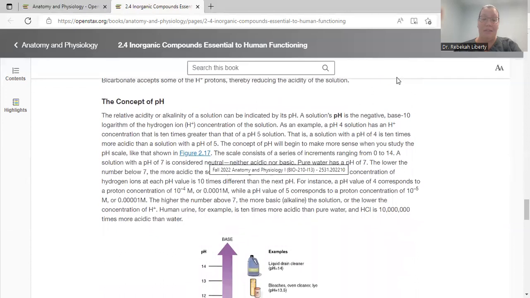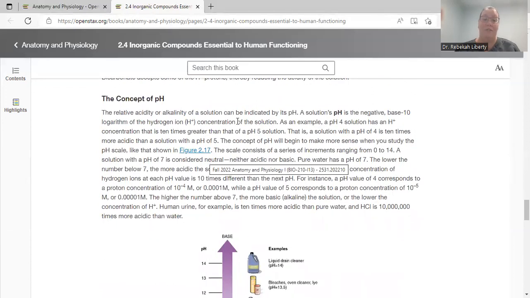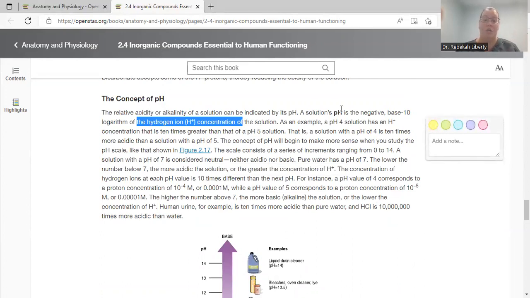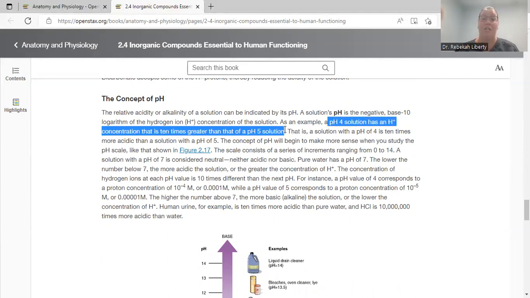We measure pH, again, by the hydrogen concentration of the solution. So H, the hydrogen, is the really important thing that we're listening to. It is also a base 10 logarithm, which means a solution of pH 4 has 10 times more hydrogen than a solution with a pH of 5. So it's not a little change as we go from number to number. It's actually a big change as we go from number to number.